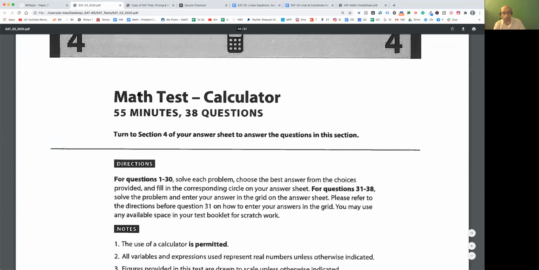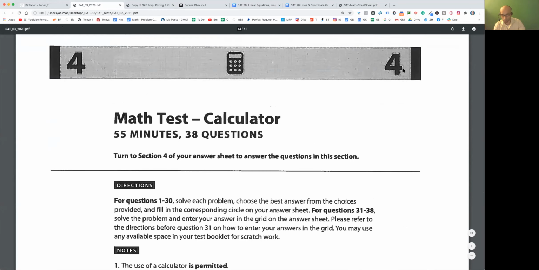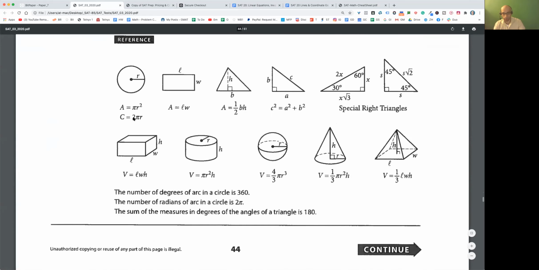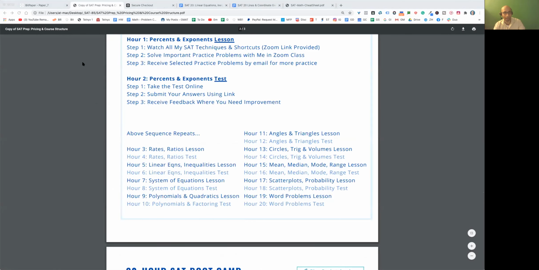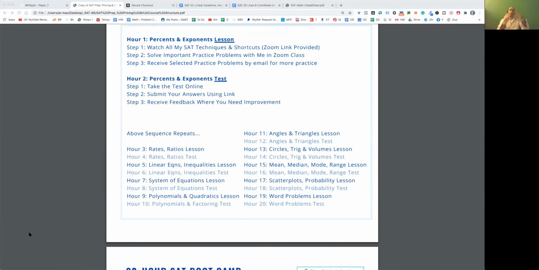Now we are going to this section here, which is the calculator section. It's got 38 questions, and we are going to do just a few problems, and then we're going to call it a session for those of you who are on the free session, right? But for my subscribers, later in the day, we're going to continue this section, and we're going to solve all of these other problems. So the party continues, right?